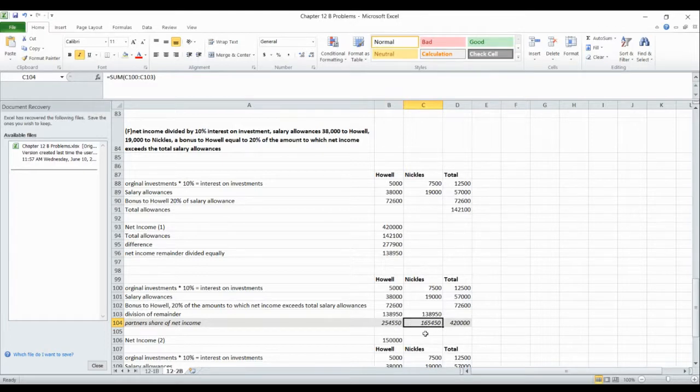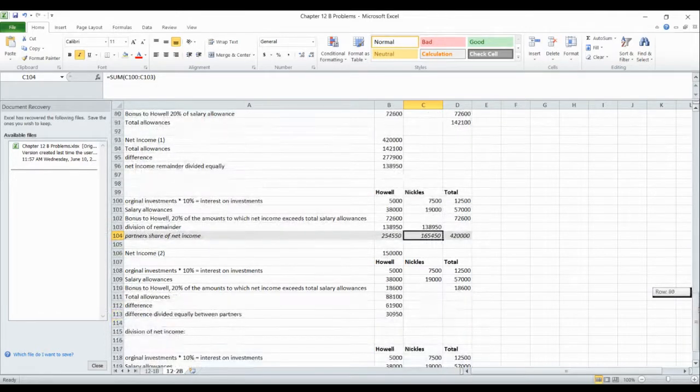For Nichols, we do the same thing. Nichols got interest allowance of $7,500, a salary allowance of $19,000. He did not get a bonus allowance, but he was able to share in the difference. The total is $165,450. That would be Nichols' share of the net income of $420,000.